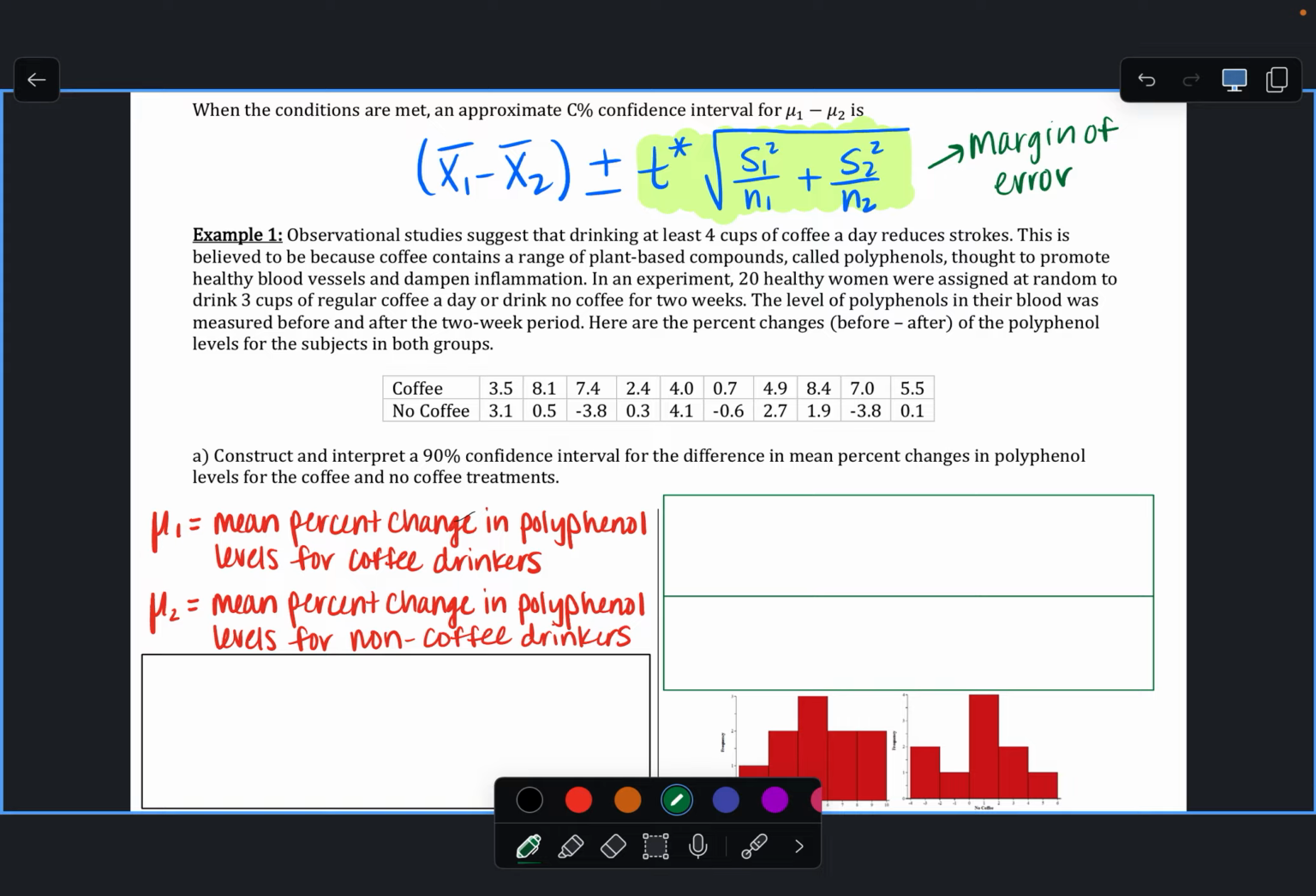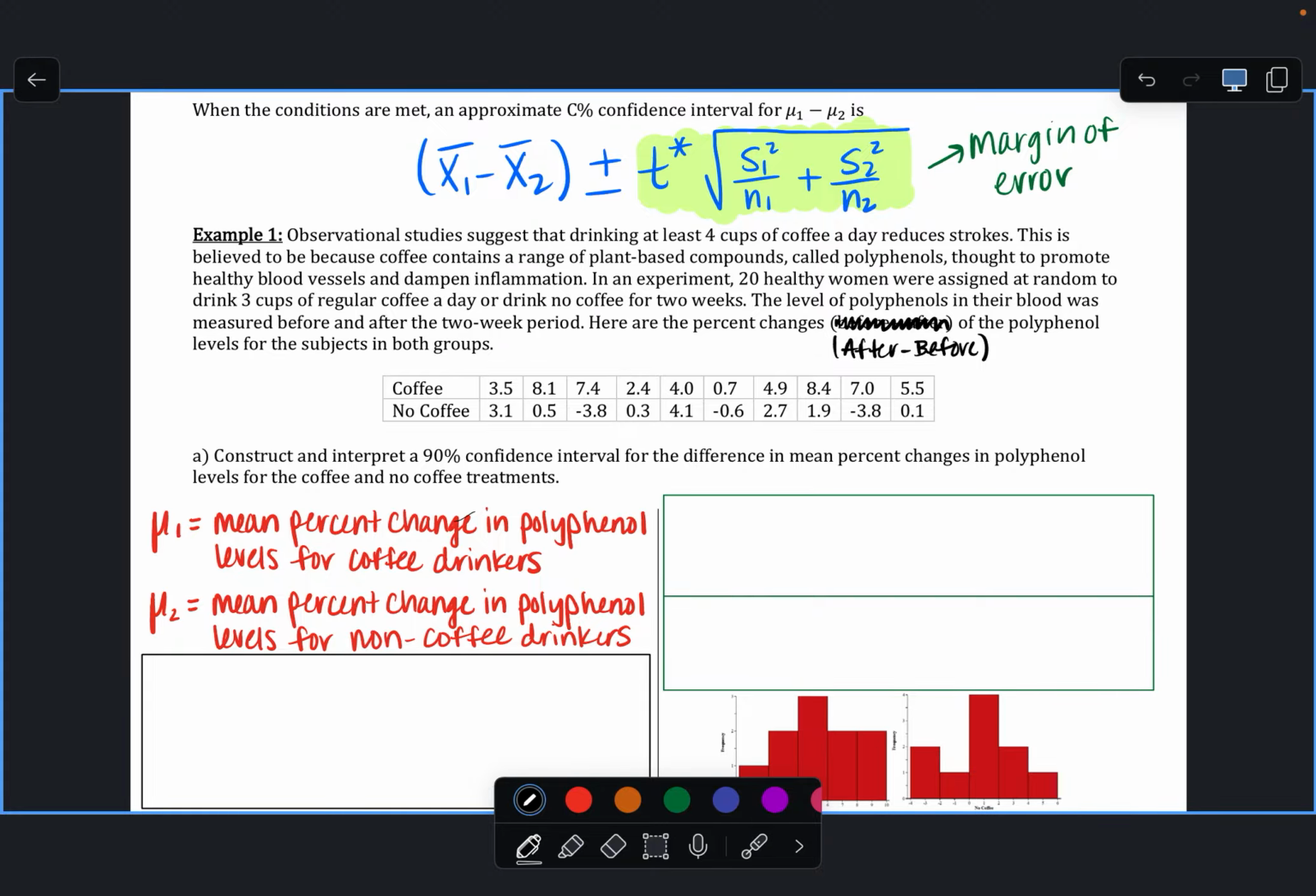Here are the percent changes, and I think I wrote this incorrectly. This should be after minus before. Let's change that. I only caught that it was wrong because first period told me that didn't make sense, and I was like, ooh, you're right. After minus before of the polyphenol levels for the subjects in both groups.